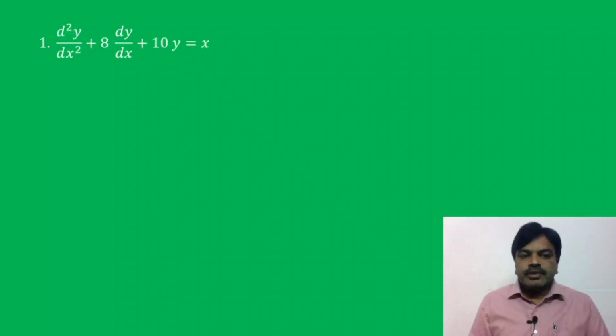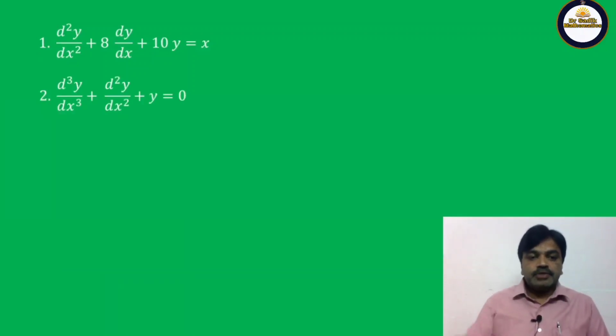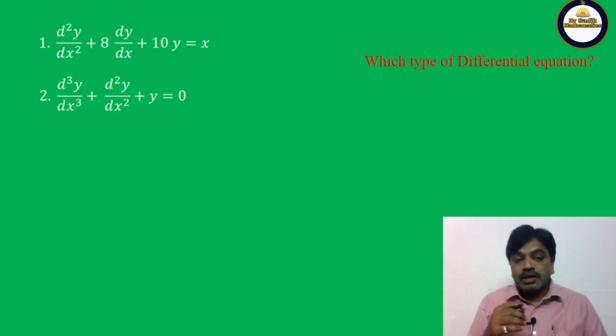d square y by dx square plus 8 dy by dx plus 10y is equal to x. d cube y by dx cube plus d square y by dx square plus y is equal to 0. Now, we know these two are differential equations. Which type of differential equation are they? How to solve these types of differential equations?